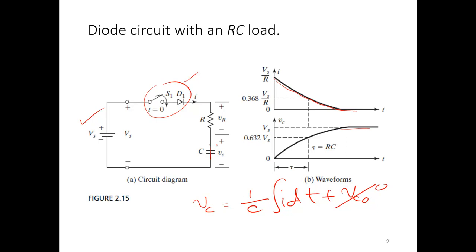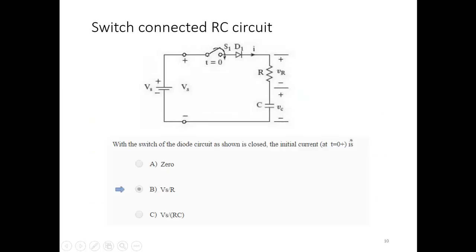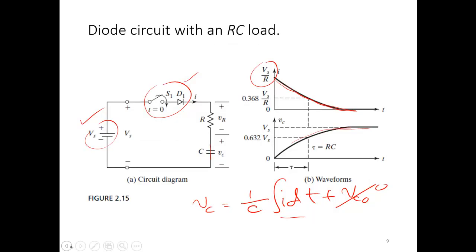That means that by Ohm's law, the peak current will be Vs divided by R. That's what it is, Vs divided by R, the peak current. As the capacitor charges with time, because the capacitor is an integrator, the capacitor voltage will rise and this current will fall. That's what happens. Okay.